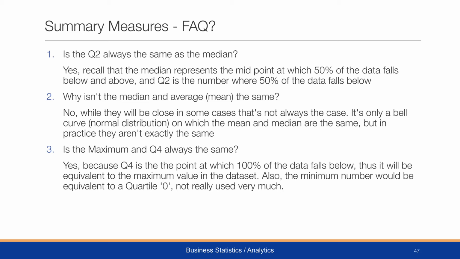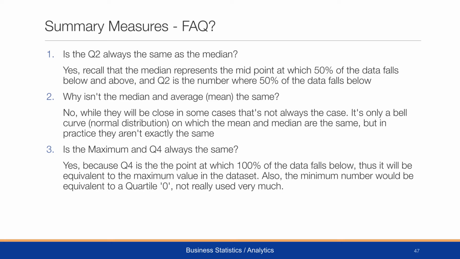Now, why aren't the median and the average, or the mean, the same? While they will be close, it's not always the case. When we have a bell curve or a normal distribution, the mean and the median will be very similar. In fact, theoretically, they are the same. But in practice, they're always going to be slightly off because nothing is ever purely normal.